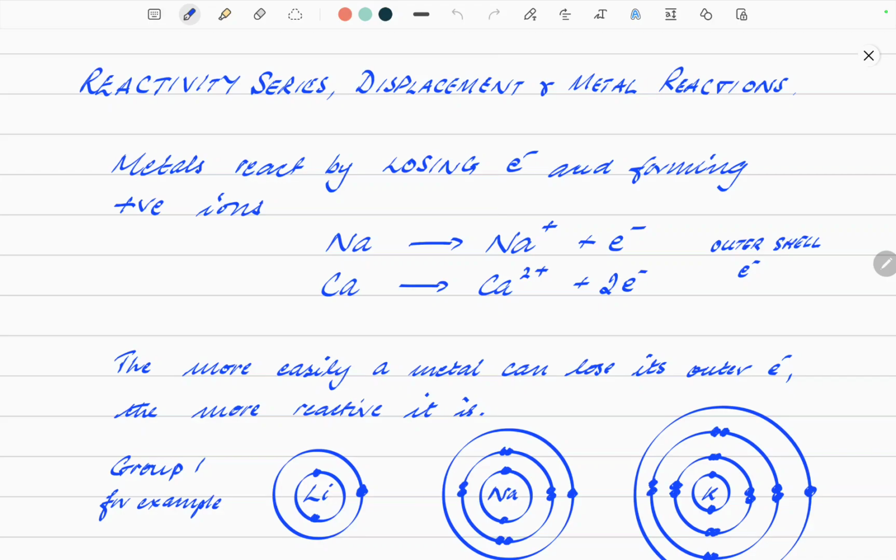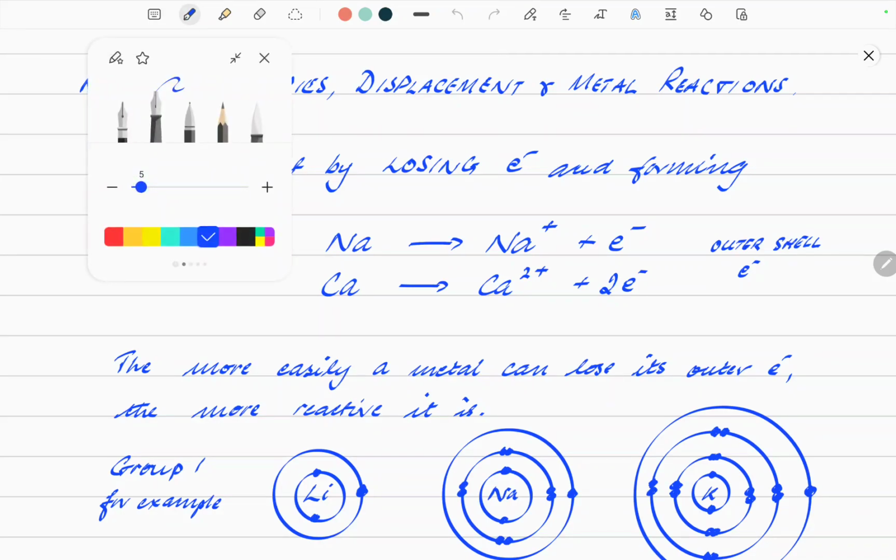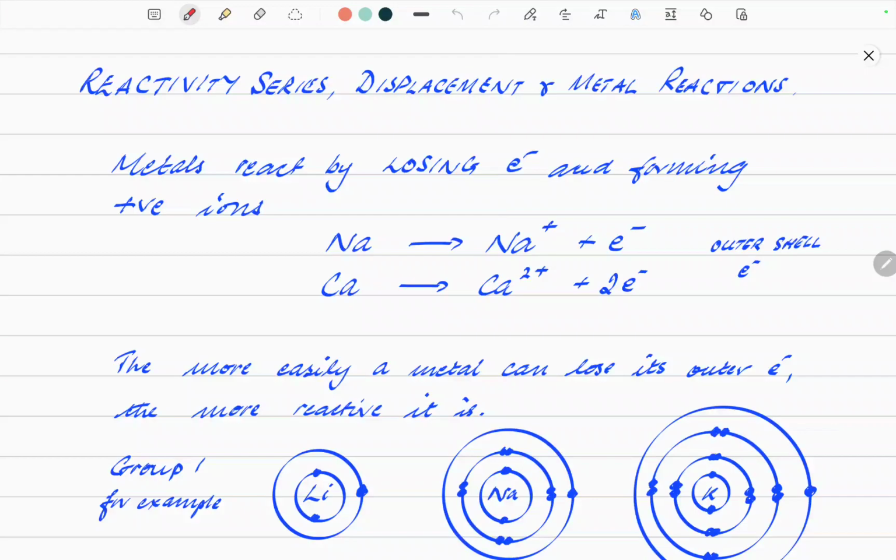Right, getting into reactivity series and metal reactions, etc. One thing that's included in here, which is of particular note, and I wanted to add it later, is redox reactions as well. Right, redox reactions.